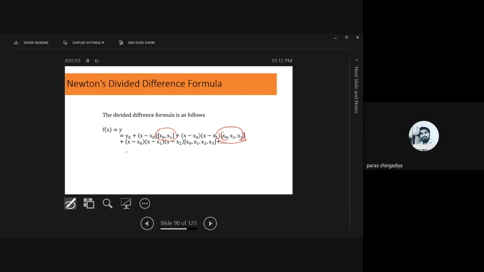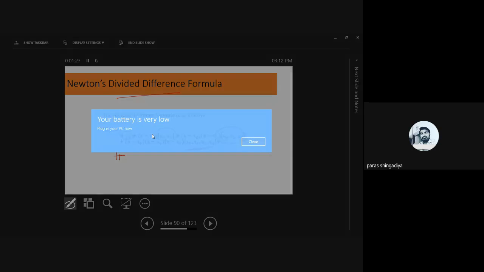And then the next term will be x minus x0, x minus x1, x minus x2, and here it is x0 x1 x2 x3. That is just notation only. But in this method we'll use these notations to predict the difference. And if more terms are required, the next term, if we follow this sequence, the first term is y0, then the next term is y minus y0.